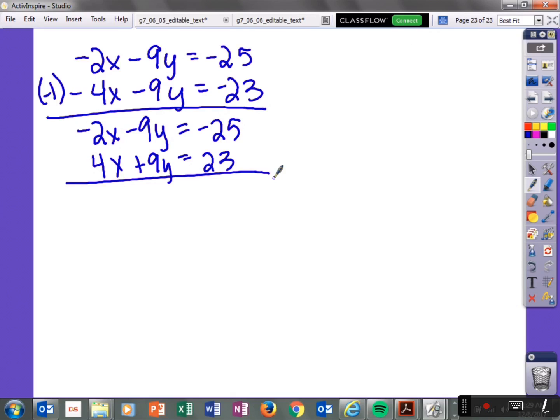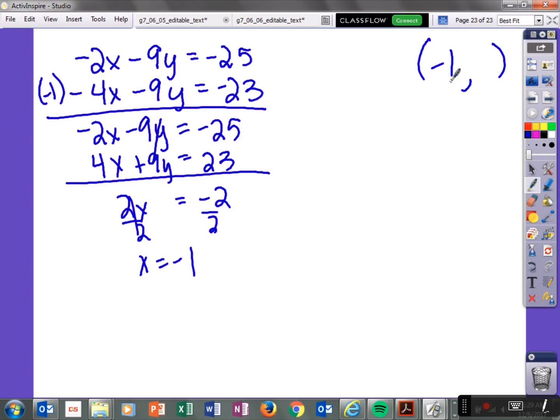Now will something eliminate? Yes. Now the 9y's eliminate. And what do -2x and 4x make? 2x. Take the sign of the bigger number, so positive 2x. -25 and positive 23 would make -2. And then we just divide by 2. So x equals -1. Are we done?